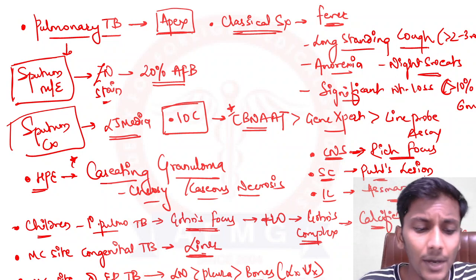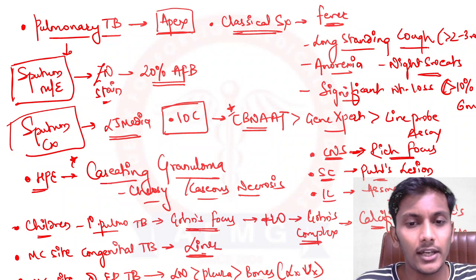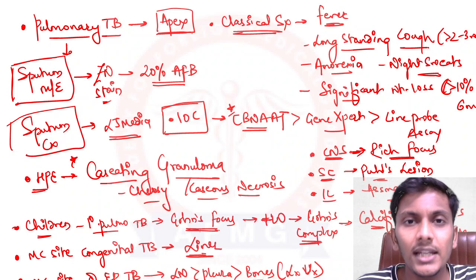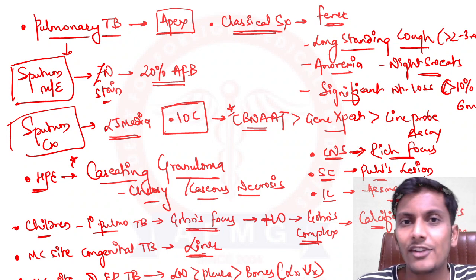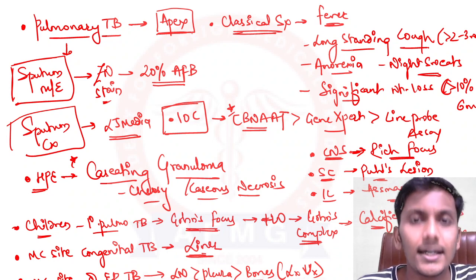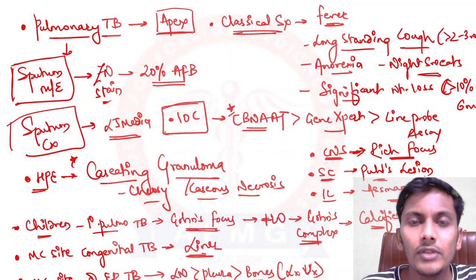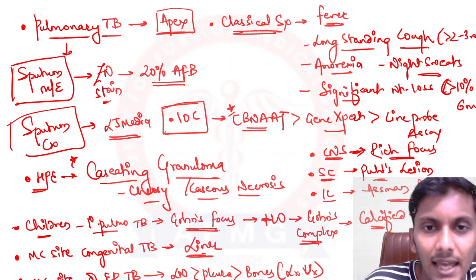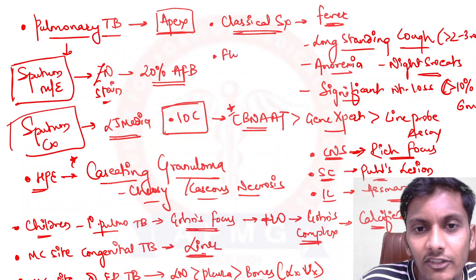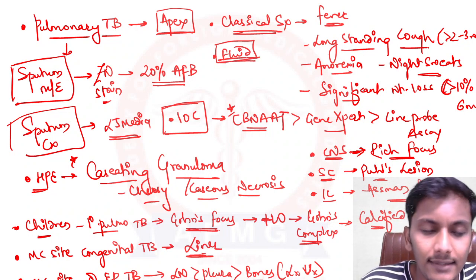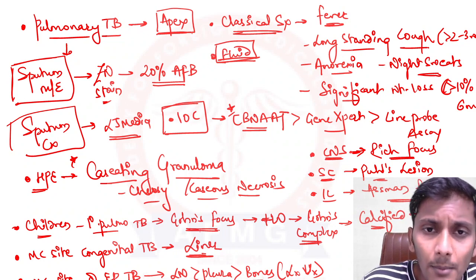Apart from that, if the pleura is affected, there would be pleural effusion. If there is gastrointestinal tuberculosis, there can be ascites. So in cases of pleural effusion or ascites, we perform a pleural or ascitic tap and obtain this fluid. Then we send it for different tests: some biochemical tests and some microbiological tests.